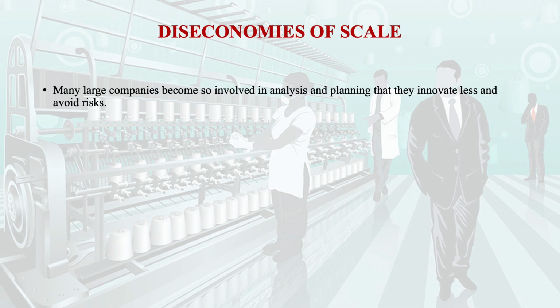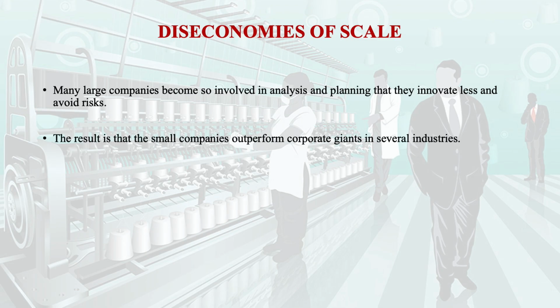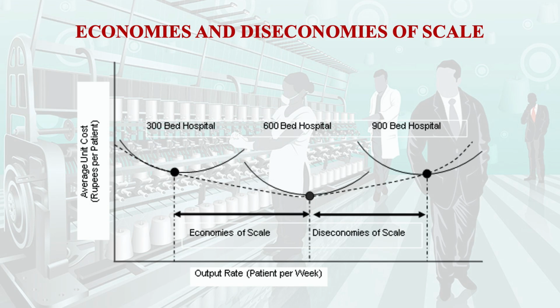Many large companies become so involved in analysis and planning that they avoid taking risks. They do not invest in innovation, and the result is that small companies sometimes outperform the corporate giants in several industries. This is one of the examples of economies and diseconomies of scale.